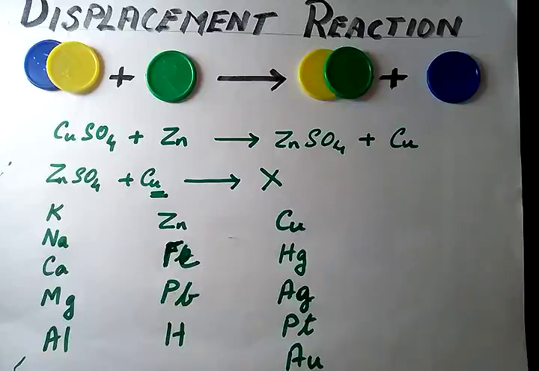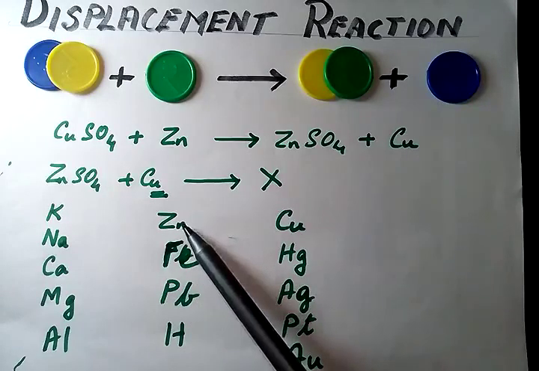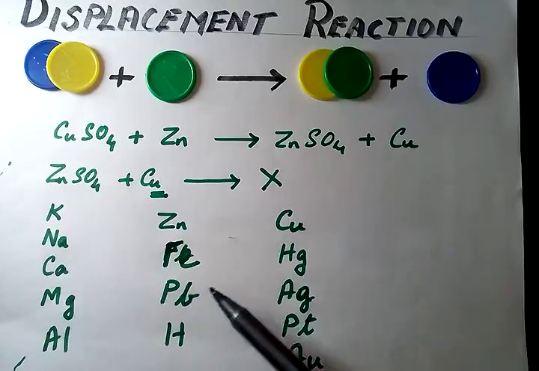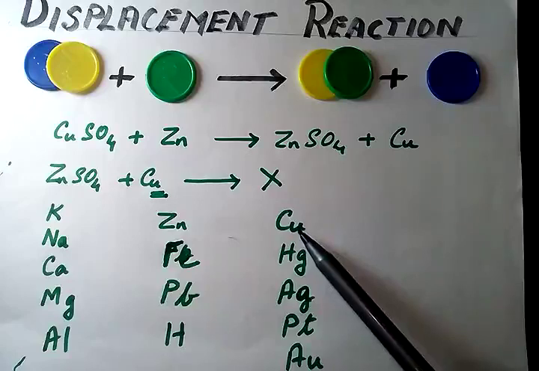This series helps us to understand that if I have a compound with lead, I can use zinc to displace lead. But if I have a compound with lead, I cannot displace it with copper.